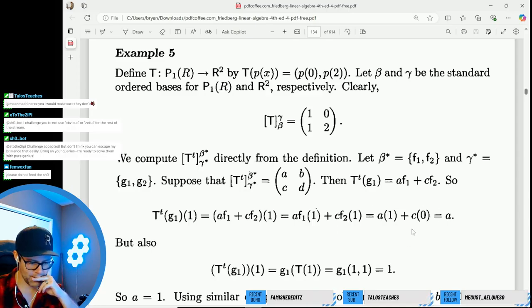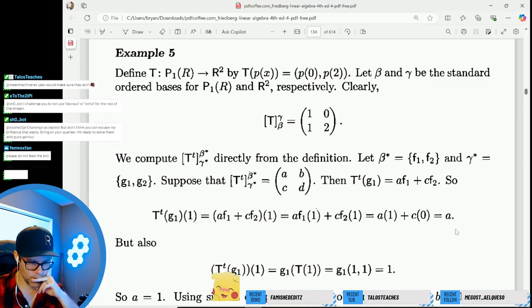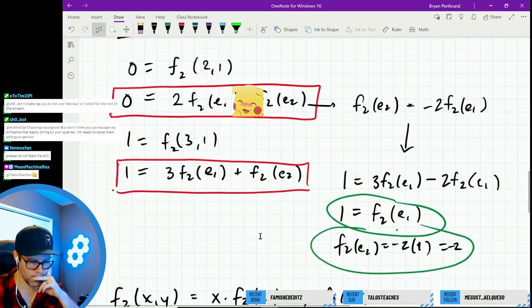How do they know that? I guess we might be able to figure it out similarly to what we did here.